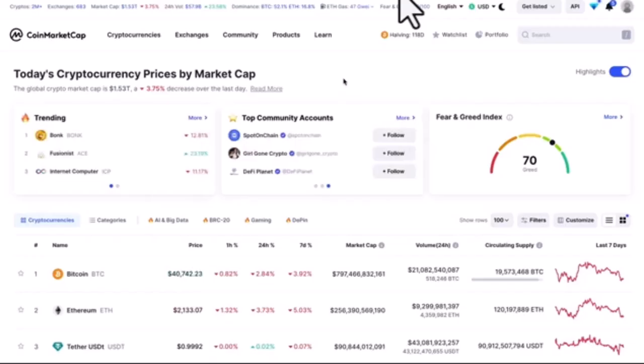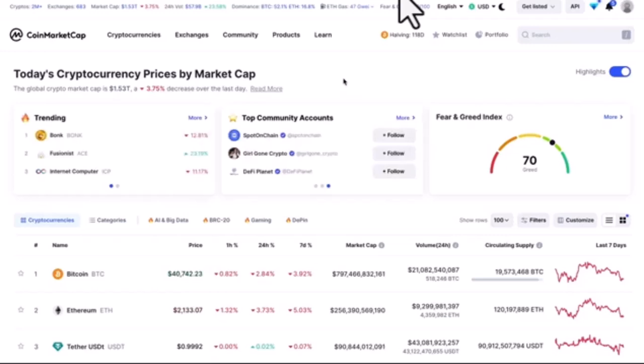Today I'll be showing you the ways to transfer money from Coinmarketcap to bank account. Unfortunately, there is no direct way to withdraw money from Coinmarketcap to bank account, as Coinmarketcap is primarily a crypto price tracking and data aggregation platform, not an exchange or wallet where you could store or trade cryptocurrencies.